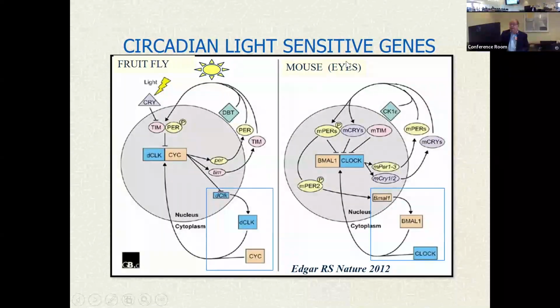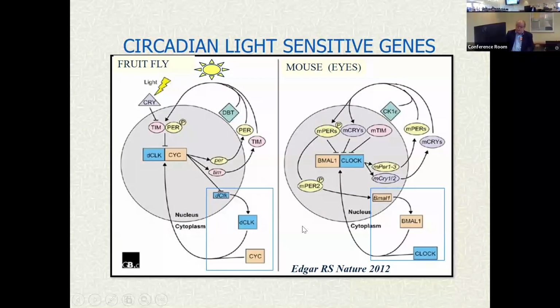But in mammals, or mice, we have eyes. And those eyes then transduce that light, and there are similar genes there: per, cry, tim. They're hooked up a little bit differently. BMAL is an important one in looking at mice circadian rhythm research, and the clock gene, which is very important for timing in humans as well as in mammals.